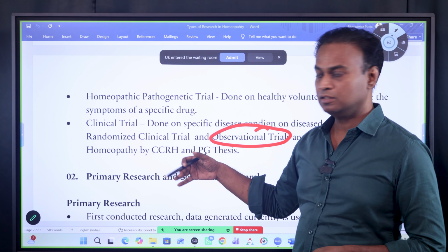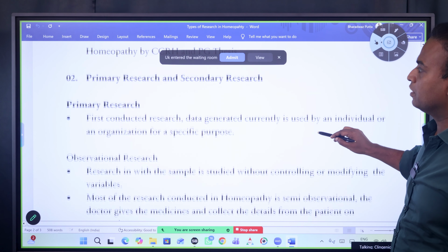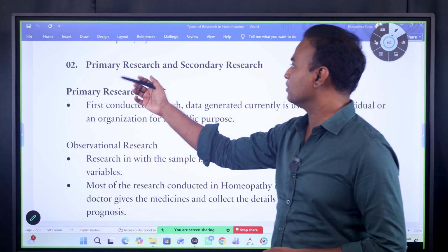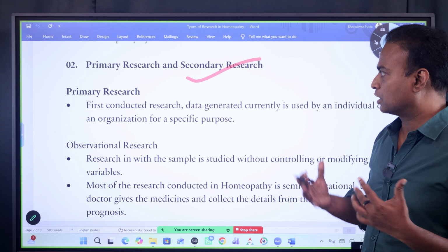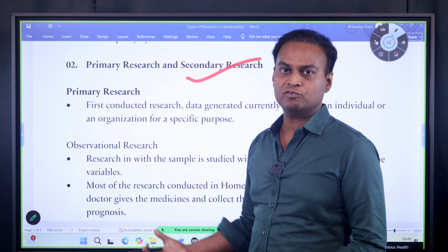These will have immediate implications or immediate use. This is about applied research in homeopathy. What is the next way of classifying? That is primary research and secondary research. This is also one way to classify homeopathic trials, or this is also a type of homeopathic trials.